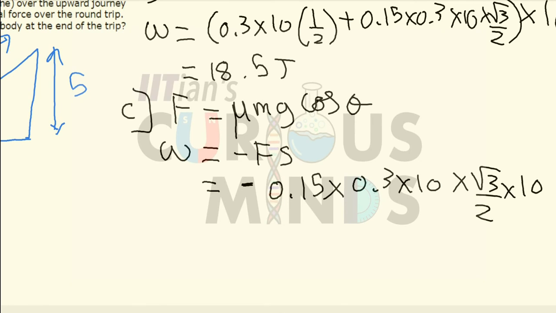So basically it will be equal to 3 into 1.5, which is equal to 4.5. So 4.5 into root 3 divided by 2. Now understand that 4.5 into root 3 divided by 2, okay, this is the work done in one trip.